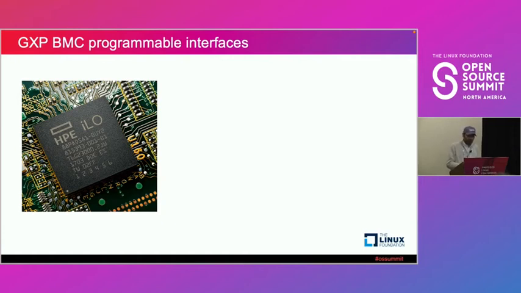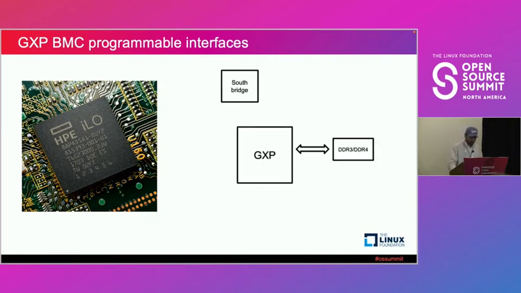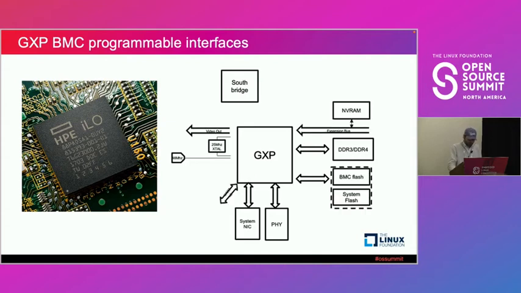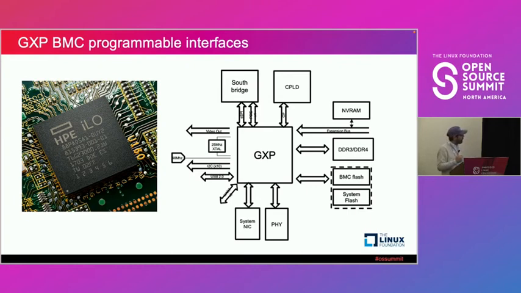So now let's get a little bit more into the technology. What is the GXP BMC and what's inside the BIS? That is this ASIC that you can see there. That's a zoomed-in picture. It connects to the south bridge of the infrastructure. Let me go fast to the global I/O interfaces. So that's a traditional SoC in some way.